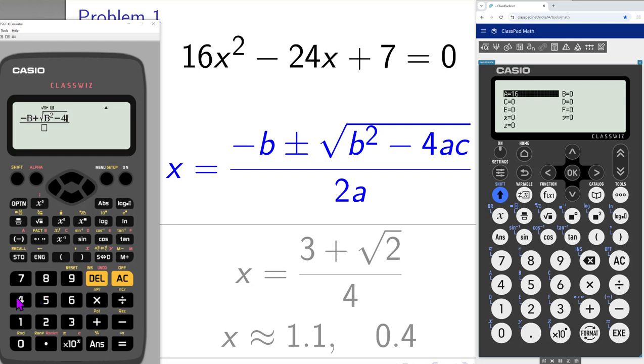Minus 4. This works just like algebra. I don't have to put in multiplication. I'm always telling you to put it in, but this is real algebra here, so we'll leave it out. Stored to A.